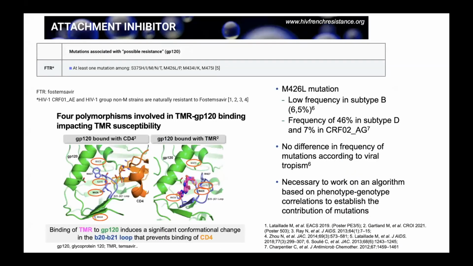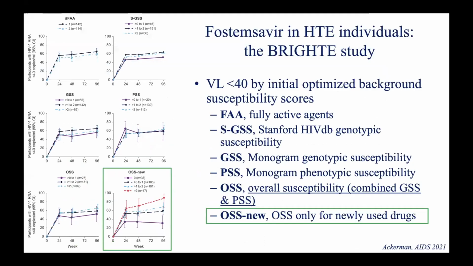And so far, in the IAS list, there are 4 positions that have been associated with resistance in vitro. And indeed, two of them, the 375 and the 475, are very frequent in the recombinant AE. Some of them are also present at a low level in subtype B. So we need to know, but today we don't have yet a correlation of baseline resistance and activity of the treatment.